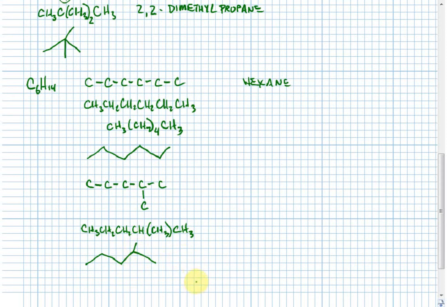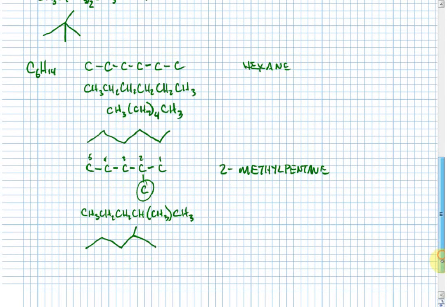Okay. How do we name this? Well, the longest chain is 5, so its root is pentane. We've got a 1-carbon branch, so it's methylpentane. Okay, that's our methyl group. The methyl group is attached at the 2nd carbon. Again, numbering from right to left puts it at the 2nd carbon, so it's 2-methylpentane. Okay?